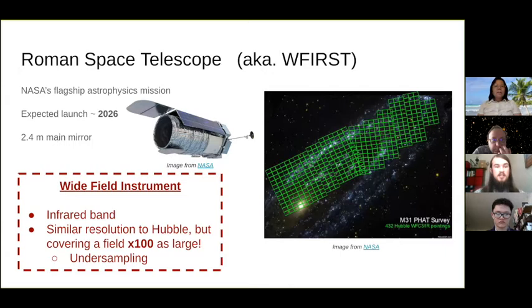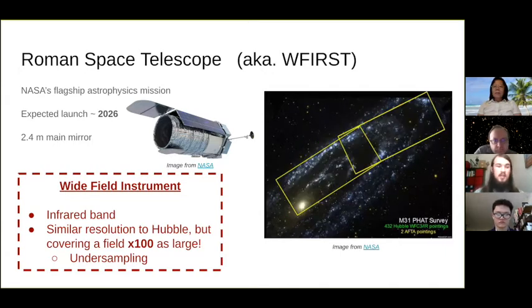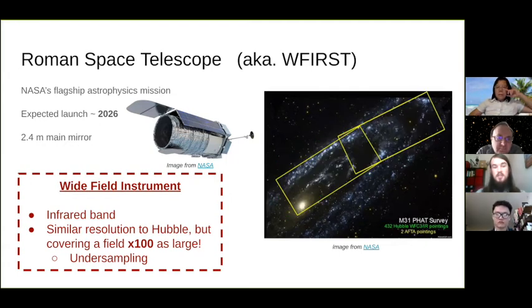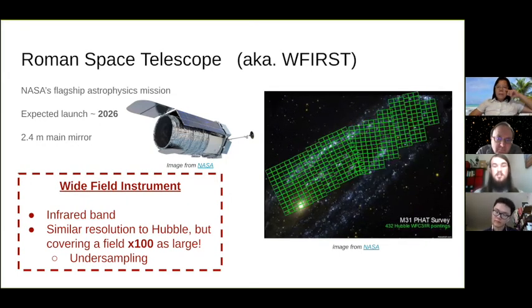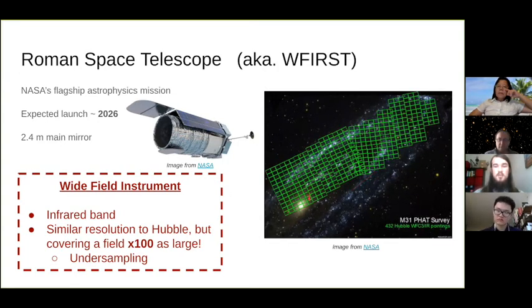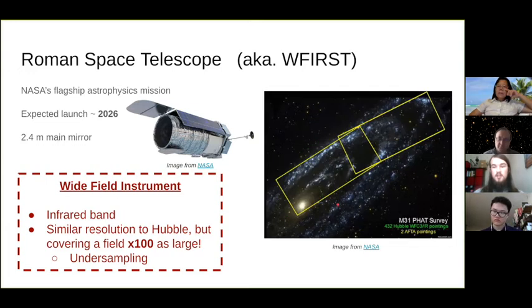It's the next NASA flagship astrophysics mission, and it's expected to launch around 2026, featuring the Wide Field Instrument, which operates in the infrared band and has a similar resolution to Hubble, but covers a field about 100 times as large. So on the right here, you can see that 2 of these large yellow Roman fields cover the same area as over 400 Hubble fields.